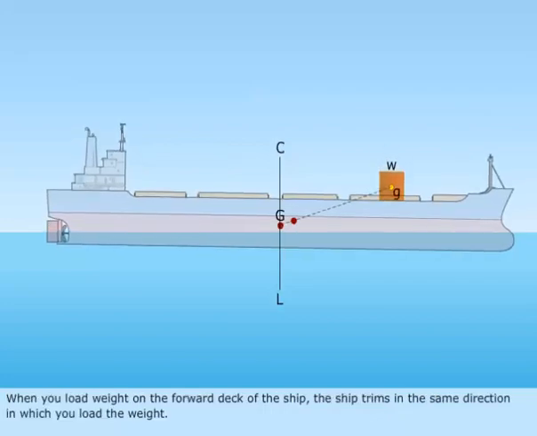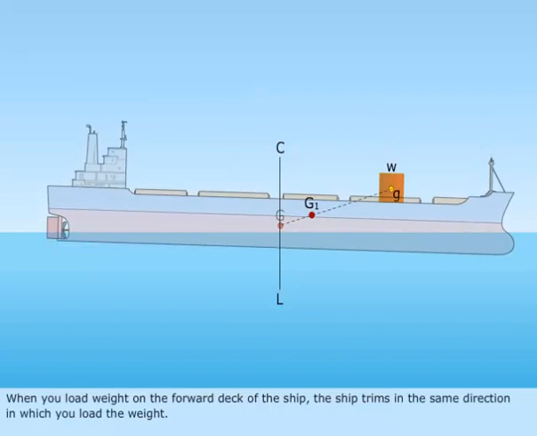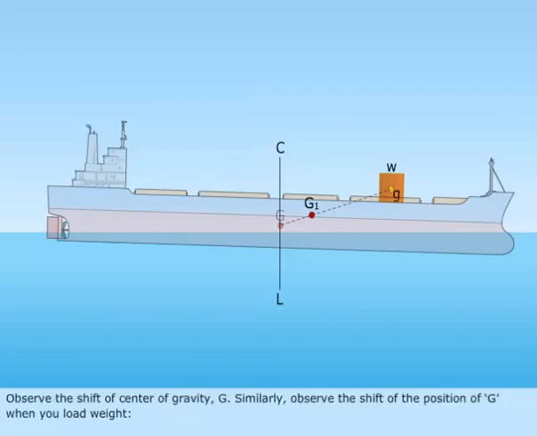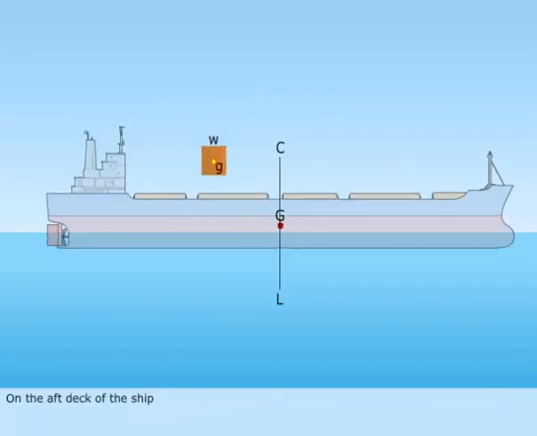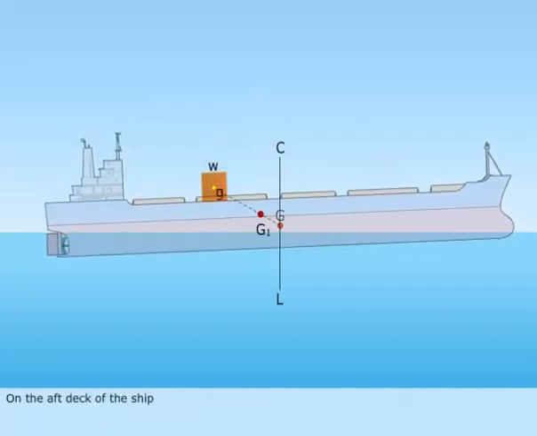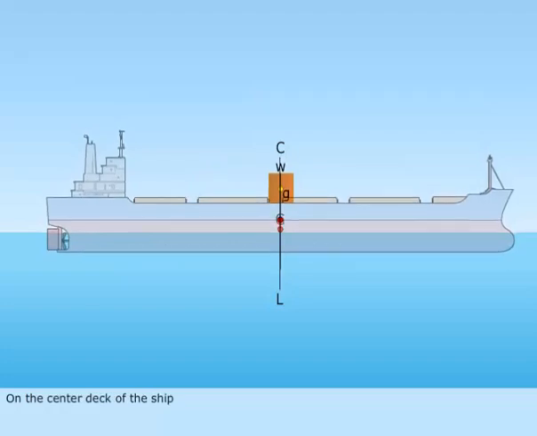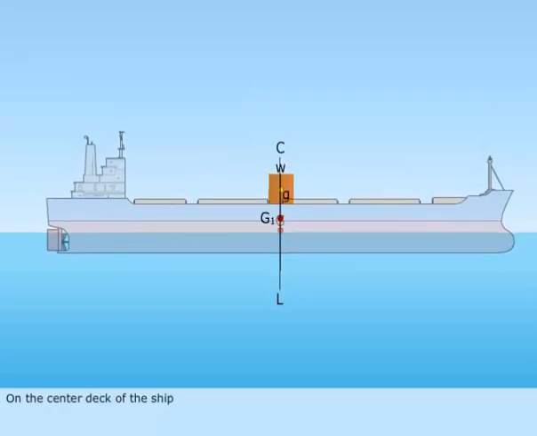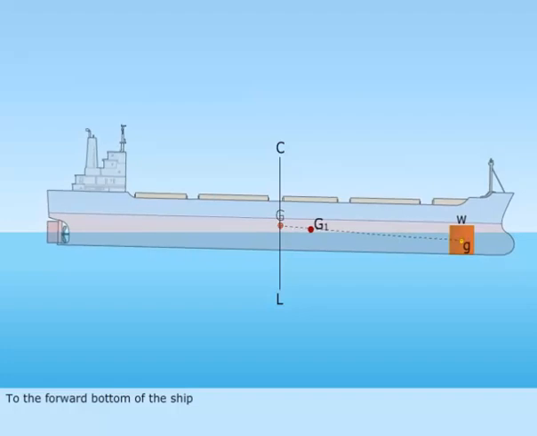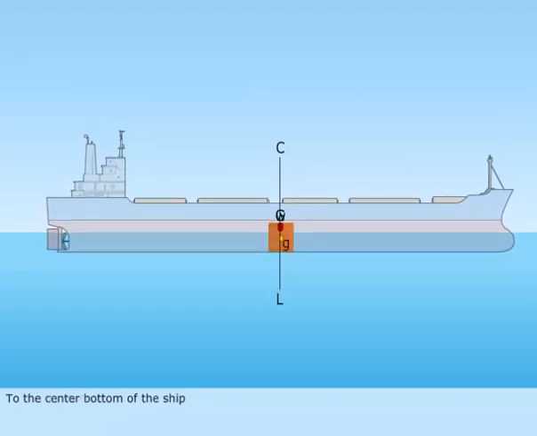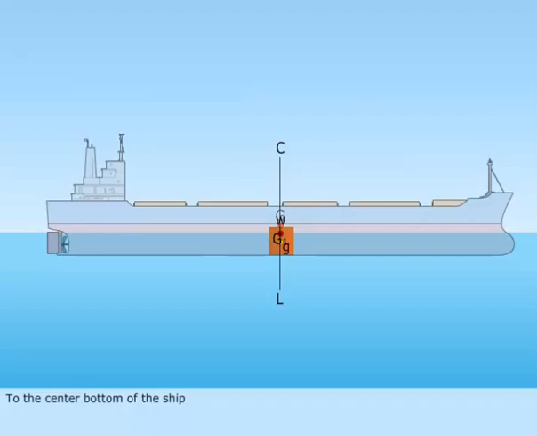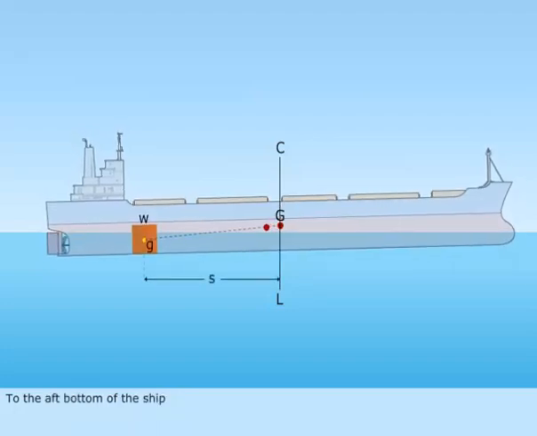When you load weight on the forward deck, the ship trims in the same direction in which you load the weight. Observe the shift of center of gravity, G. Similarly, observe the shift of the position of G when you load weight on the aft deck of the ship, on the center deck of the ship, to the forward bottom of the ship, to the center bottom of the ship, to the aft bottom of the ship.